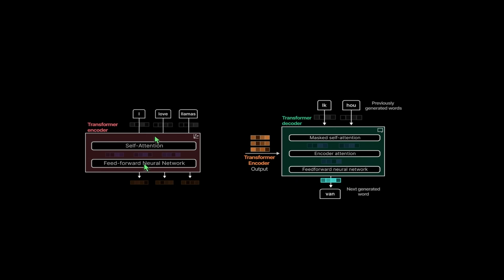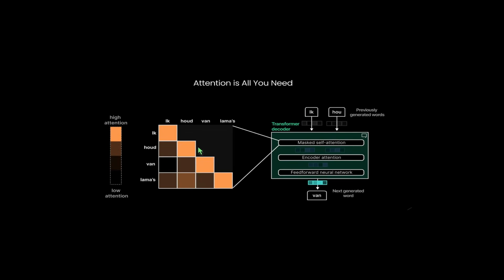The decoder also includes an encoder-decoder attention layer. Here, the decoder uses information from both the previously generated words and the encoder's output to make more accurate predictions. For example, it takes the encoder's representation of "I love llama" and combines it with the partial output "I love" to predict what comes next.